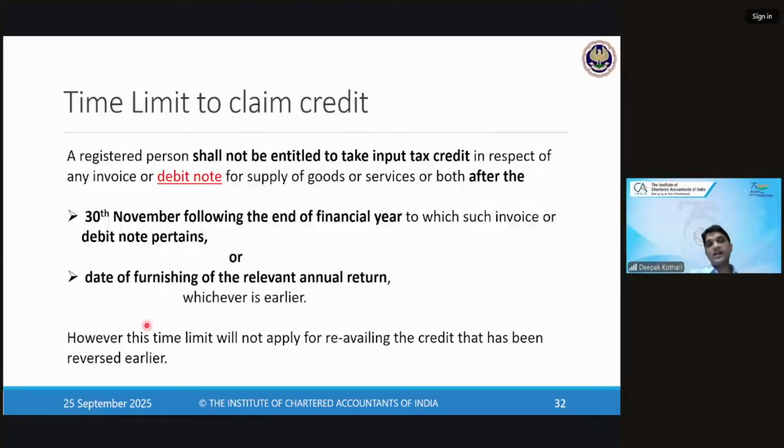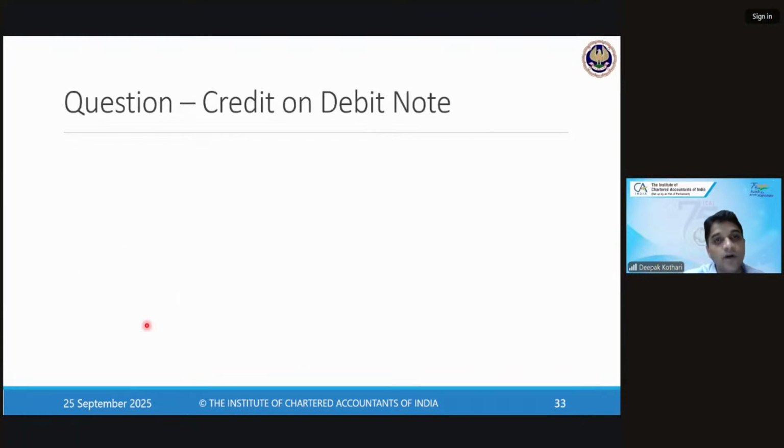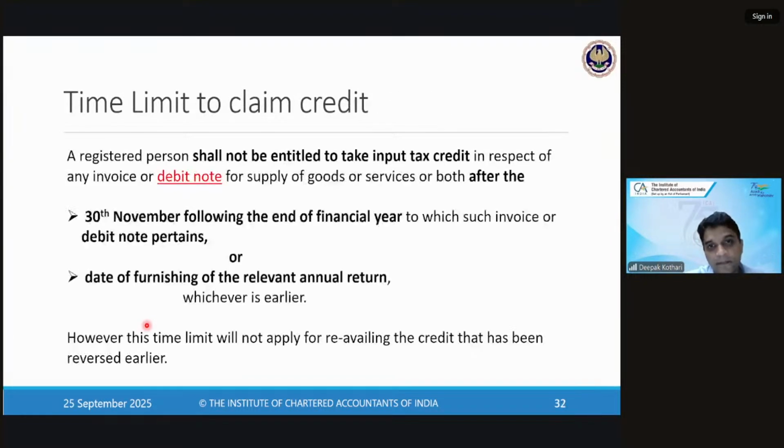And also, if you have claimed on time, you will reverse it because of the condition of 180 days and the return not filed by the supplier. You will reverse it. To re-avail also, there is no time limit. You can re-avail it at any point of time. Clear till here?